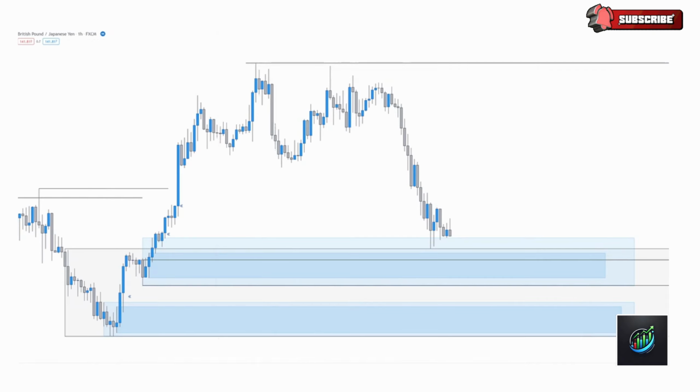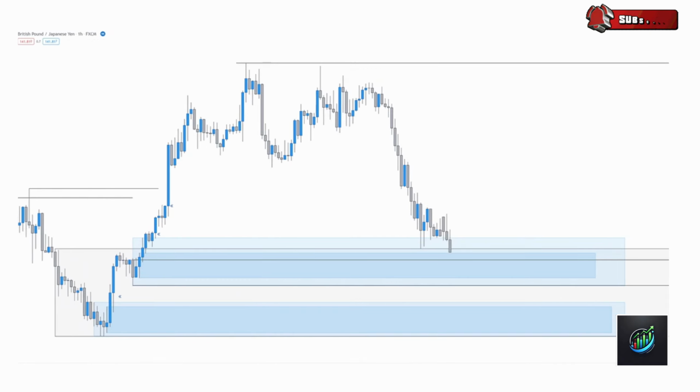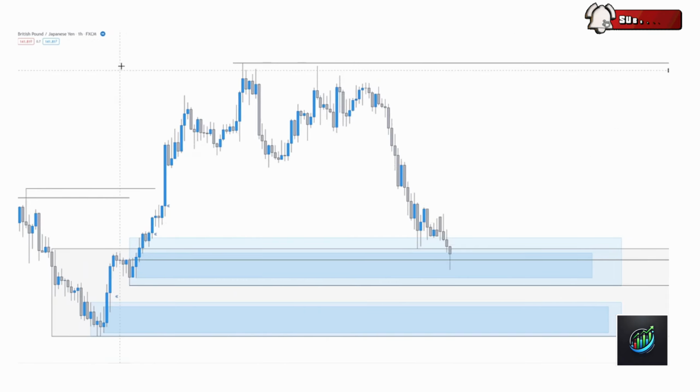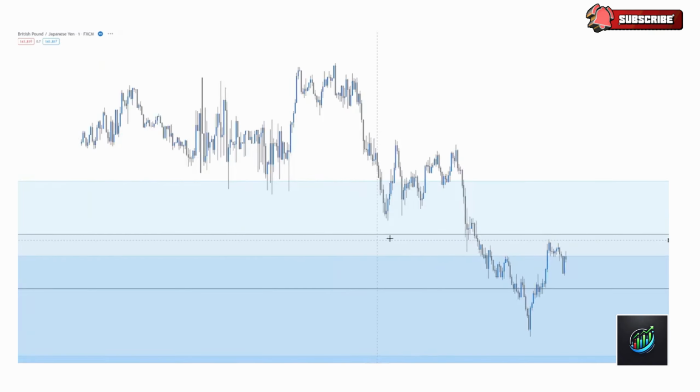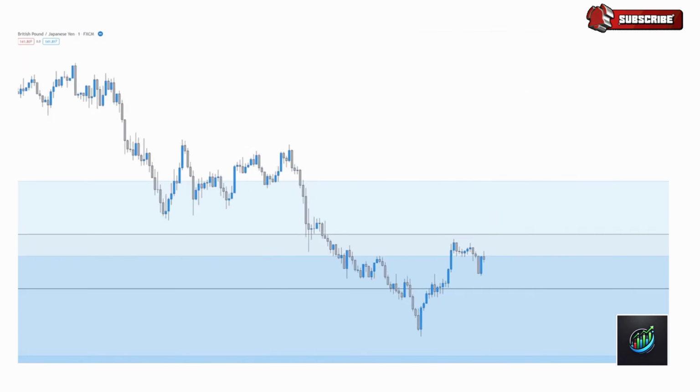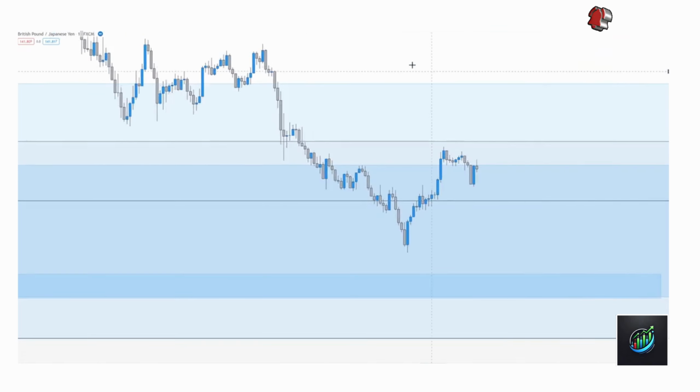So what we'll do is we'll play price forward just a little bit. We'll go candle by candle and just wait for price to tap in. What we can see is we've tapped into our first area of interest, and what I'm going to do is we're going to go down to the 1-minute time frame.